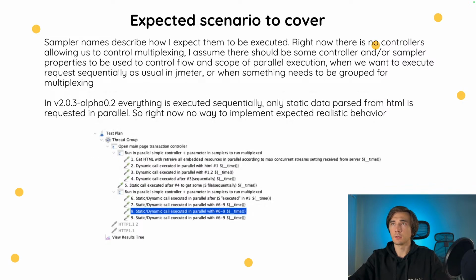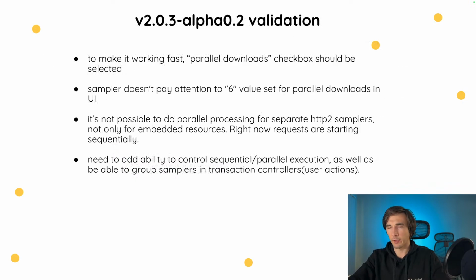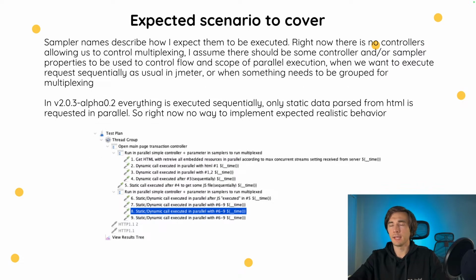Do I have the screenshot? No, unfortunately, but it started working in parallel. I don't have a screenshot here, just trust me. But still, this parallel execution works fine, but it works only for embedded resources. So in case when you want to create a kind of realistic scenario, you cannot do it. In this example, I want to emulate realistic client behavior, browser behavior.